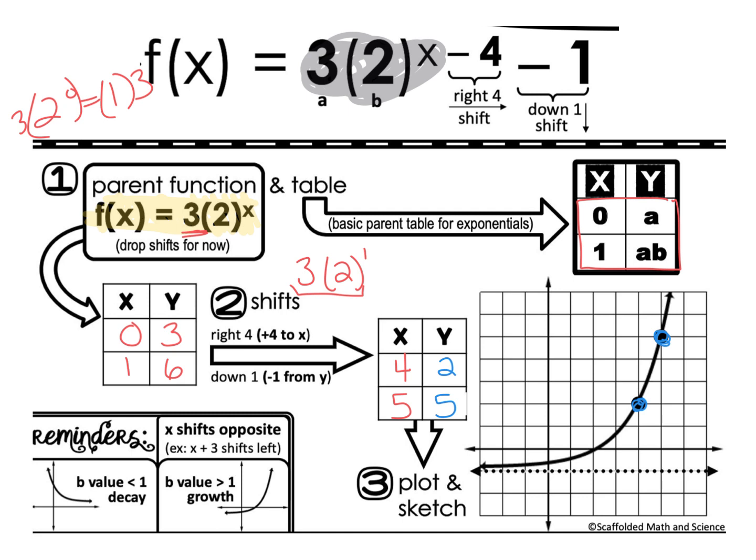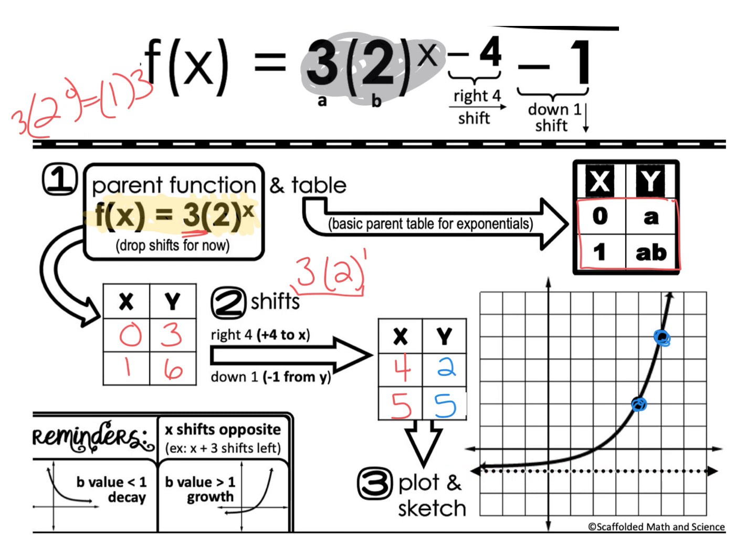And I know that this is exponential growth because my b value was larger than 1. My horizontal asymptote would have been shifted. Typically it begins at y equals 0. But because it was shifted down 1, I draw my horizontal line right here at y equals -1.